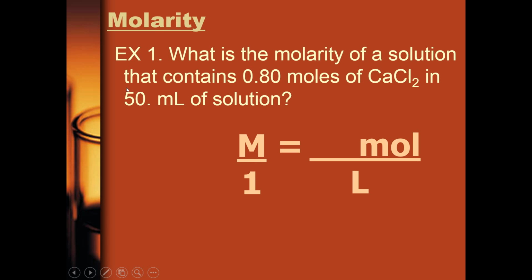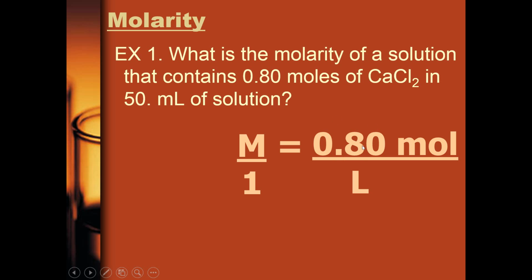We have a molarity of solution. It contains 0.80 moles, so I'm going to substitute 0.80 moles for moles. And make sure not to call molarity MOL or call moles M, because you can see how they can be easily mixed up if you use the wrong abbreviation. We have 50 milliliters of solution, and milliliters is not the unit we need to use for the denominator. Molarity always needs to be solved in liters, so we are going to convert that into liters.